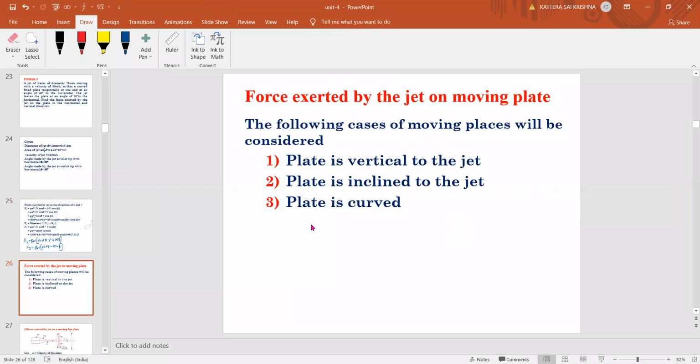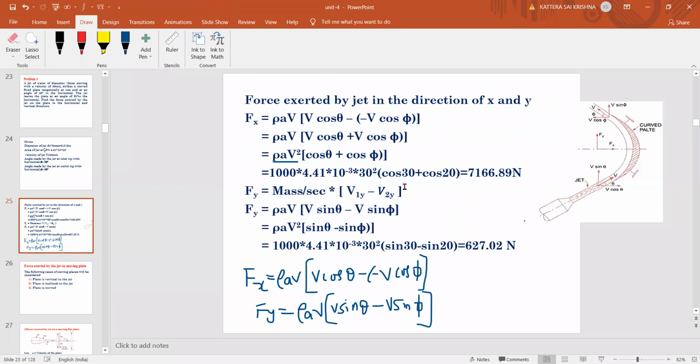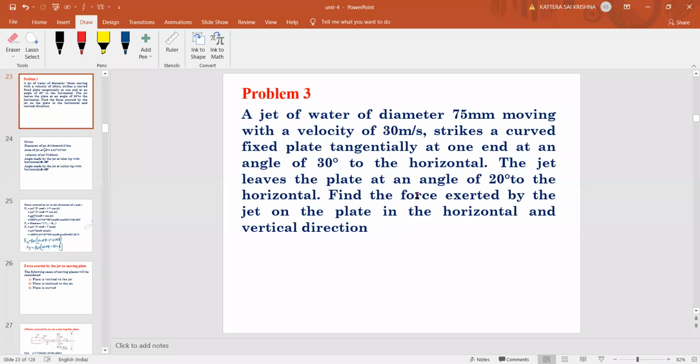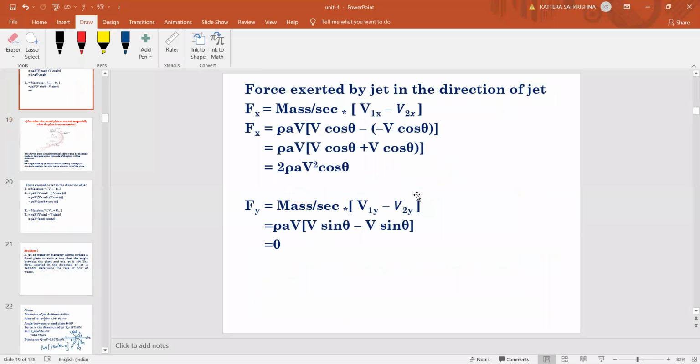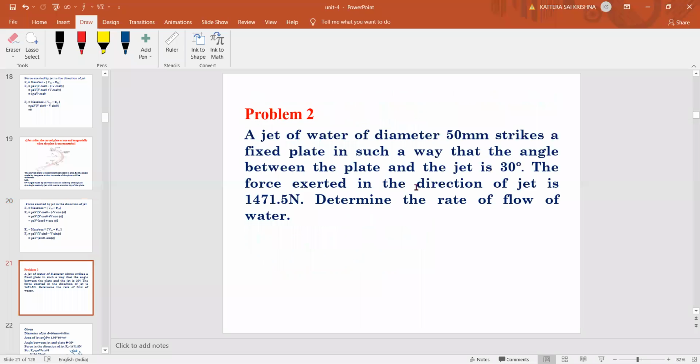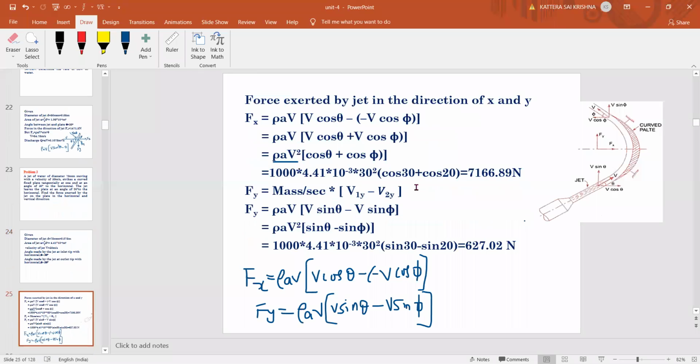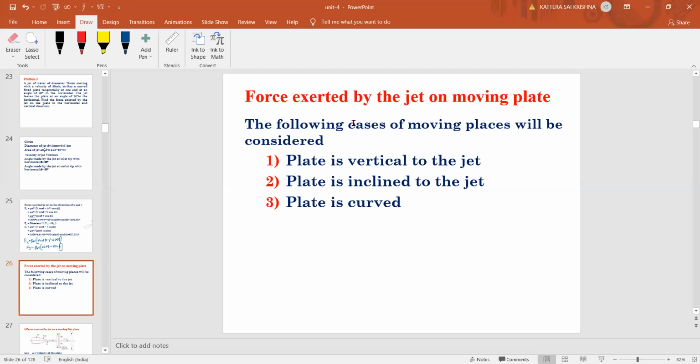Okay, so next, mostly in exams they will ask for your moving plates only, but you need to know the fixed plate formulas also, because they are asking the derivation for the fixed plates, nothing but how you are getting these formulas. Already I have shown you how you are getting all that. But in problems they are mostly asking only moving plates, right?